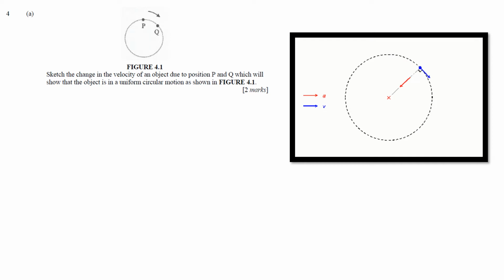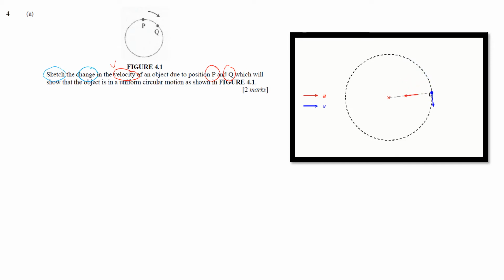Question number 4A is about sketching the change of velocity. They ask you to sketch the change of velocity of the object at positions P and Q, where the object is in uniform circular motion, as shown in figure 4.1. This is a gif. The blue line is the velocity and the red one is the acceleration. If you look here, V and A are always perpendicular.